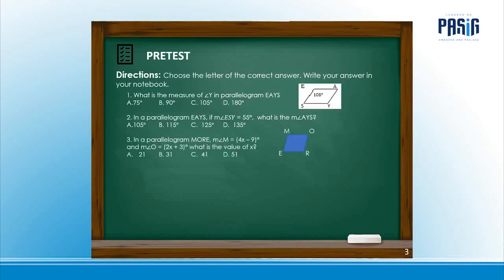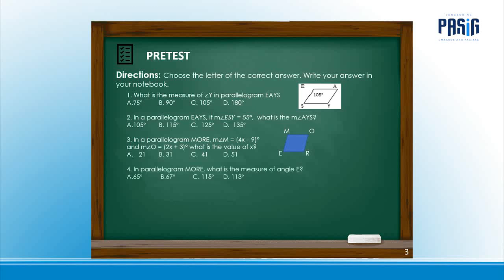Number 3. In a parallelogram MORE, measure of angle M is equal to the quantity of 4x minus 9 degrees and measure of angle O is equal to the quantity of 2x plus 3 degrees. What is the value of x? A. 21. B. 31. C. 41. D. 51. Your timer starts now.